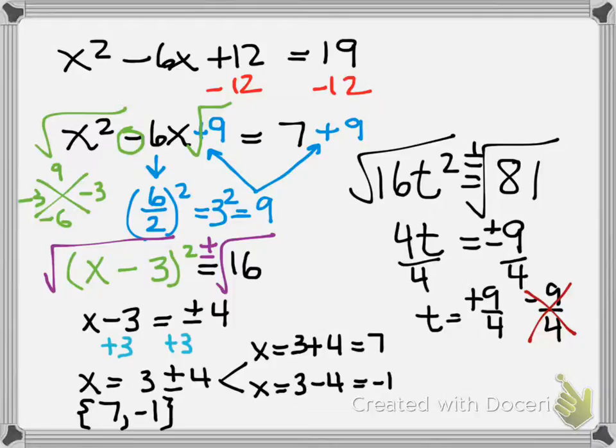If I put in 7, 7 take away 3 is 4. 4 squared is 16. Square root of 16 is 4. Okay? If I put in -1, -1 take away 3 is -4. -4 squared is 16. Okay? Square root of 16 is 4. I don't know which one it is. That's why I need to make sure I always have both of them as possibilities. I do not stop until I have done all the math that I can do. And that's why I didn't stop at 3 plus or minus 4. I need to figure out what my two possibilities are.